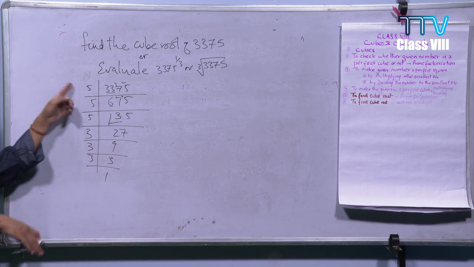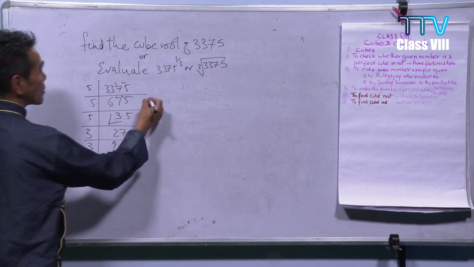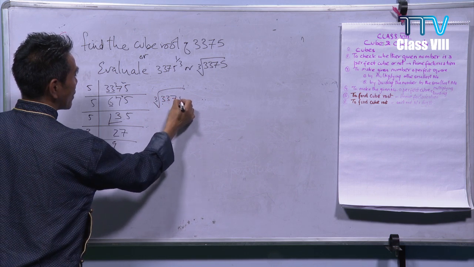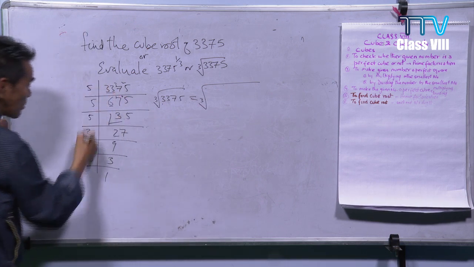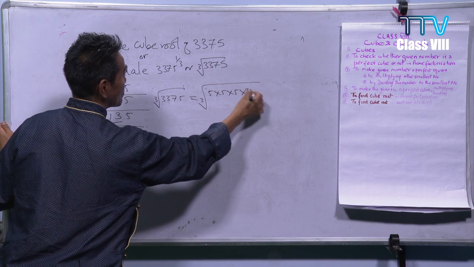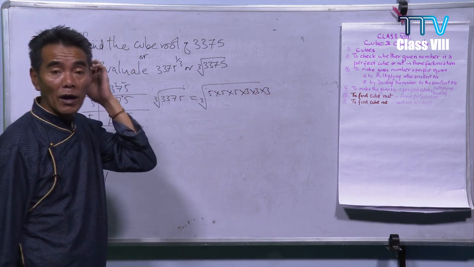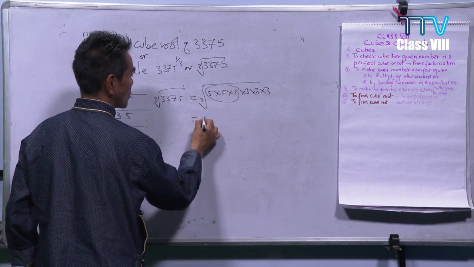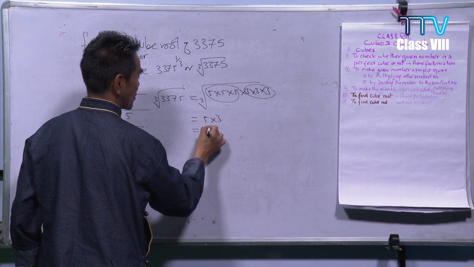Technically, to find the cube root, the cube root of 3375 is the cube root of 5 multiplied by 5 multiplied by 5 multiplied by 3 multiplied by 3 multiplied by 3. For every group of three, you take one out: one 5 out, one 3 out. So the answer is 15.